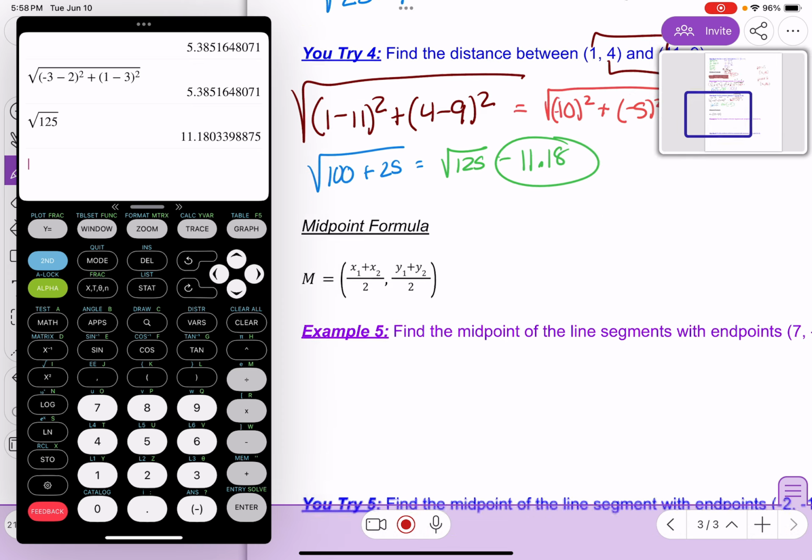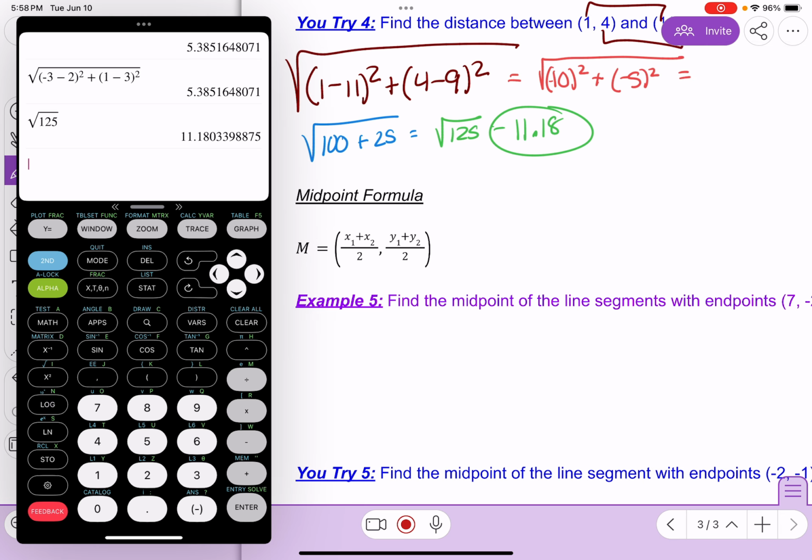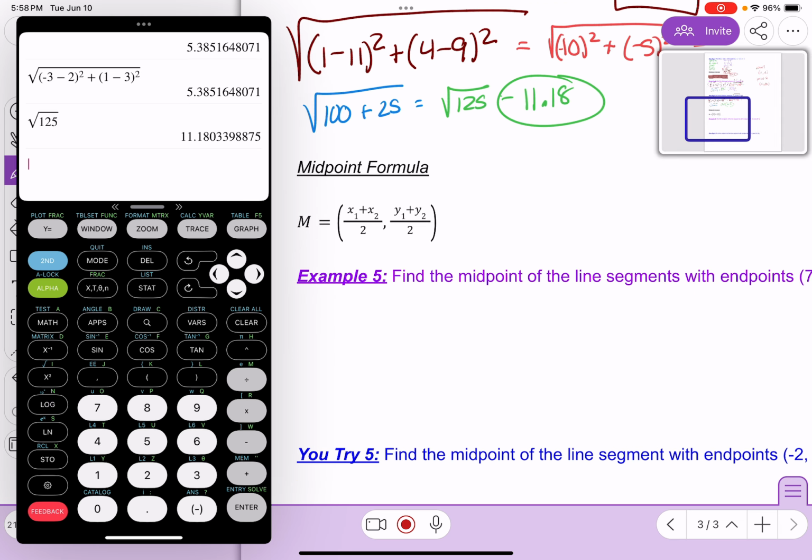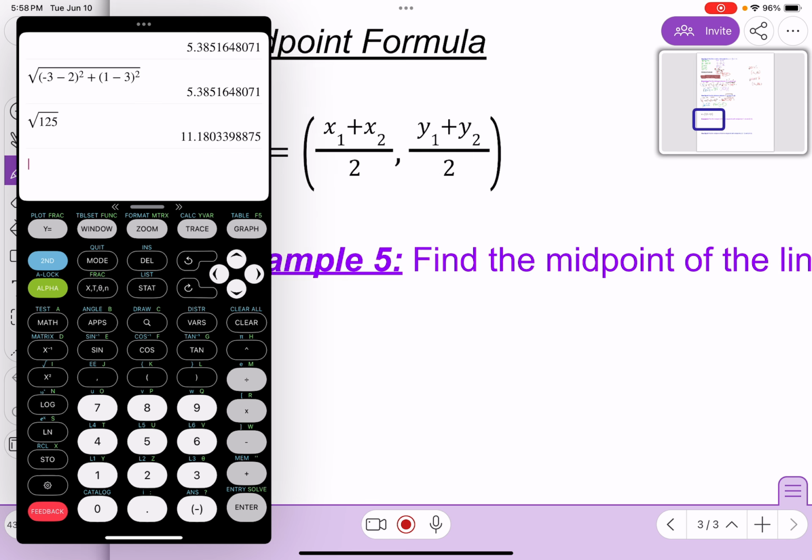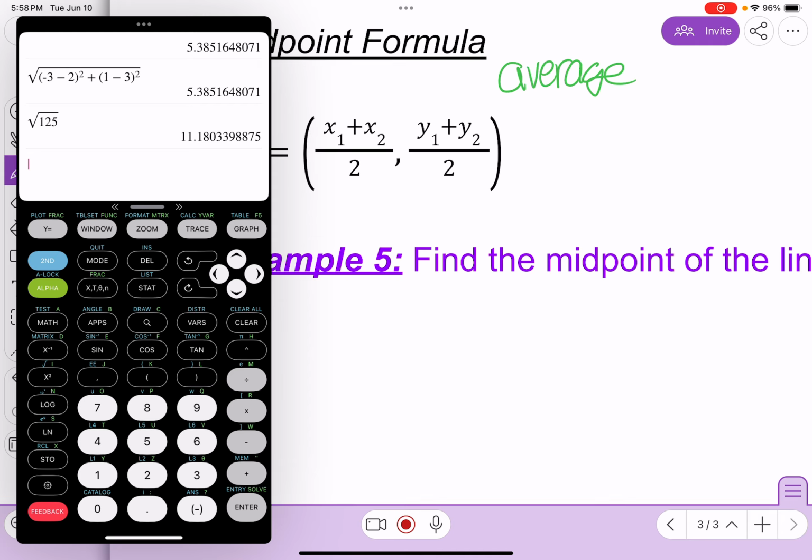All right. And then the other formula is the midpoint formula. Using those same points, this time we're adding the x's and dividing by 2 to get a new x coordinate. And we're adding the y's and dividing by 2 to get a y coordinate. So it's like we're finding an average of the coordinates, is really what we're doing.